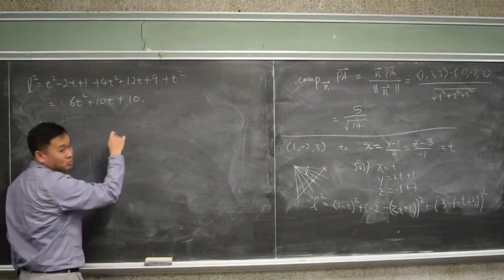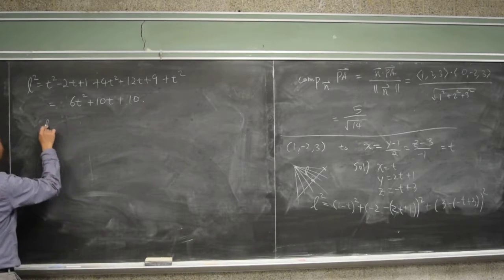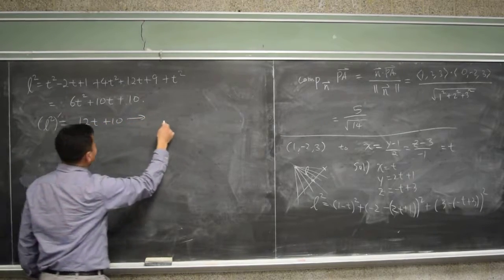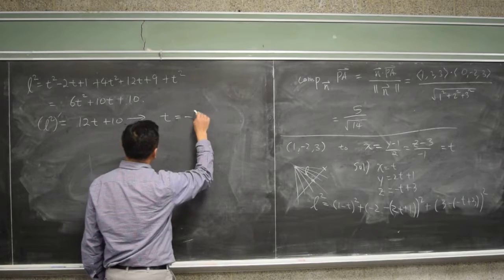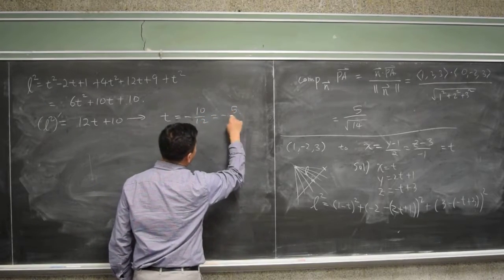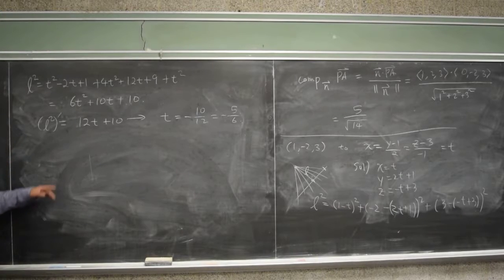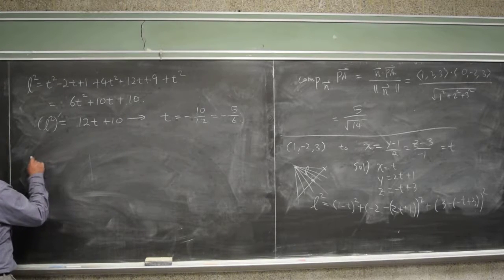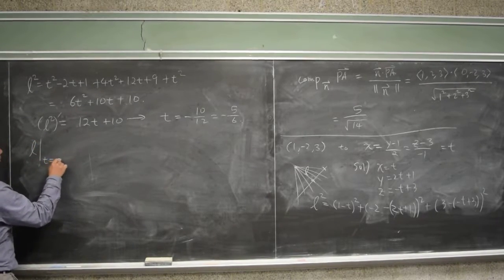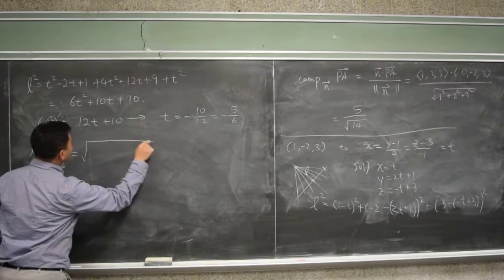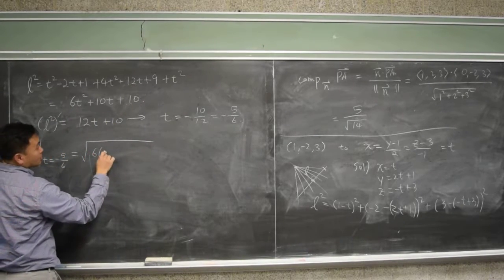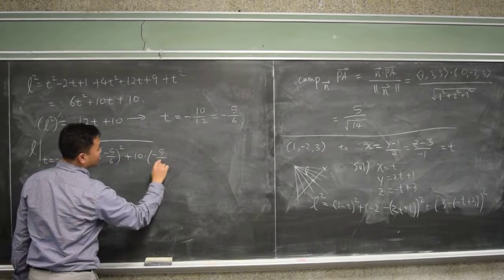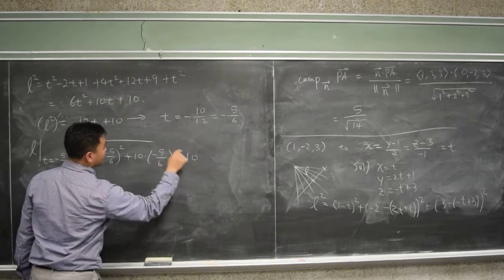How do you find it? You differentiate and set it equal to 0, right? So if I take L squared and differentiate it, it's 12t plus 10. Setting this equal to 0, we get t equals negative 10 over 12, which is negative 5 over 6. So this function will have its minimum when t is negative 5 over 6, and therefore L, when t is negative 5 over 6, is the square root of 6 times negative 5 over 6 squared, plus 10 times negative 5 over 6, plus 10.